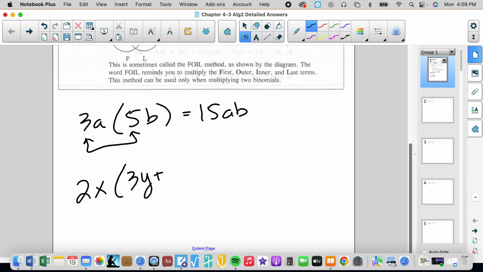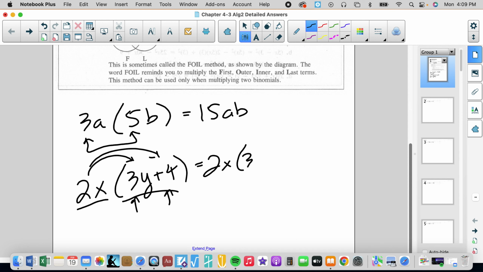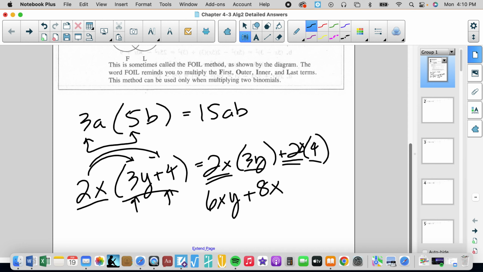A monomial times a binomial. You have two terms that this gets distributed to. So you have 2x times the 3y plus the 2x times the 4. Both of the terms inside get multiplied by the term outside. So 2x times 3y is 6xy. 2x times 4 is 8x.